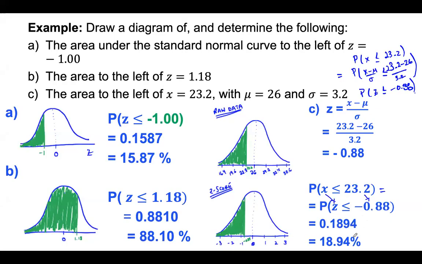0.1894. So we get our probability. So this is our probability, essentially. Then we can mark it on our graph. So we can put -1, 2, etc., 1, 2, 3. We have negative 0.88, and it corresponds to this value here of 23.2. And then we can shade the areas respectively.